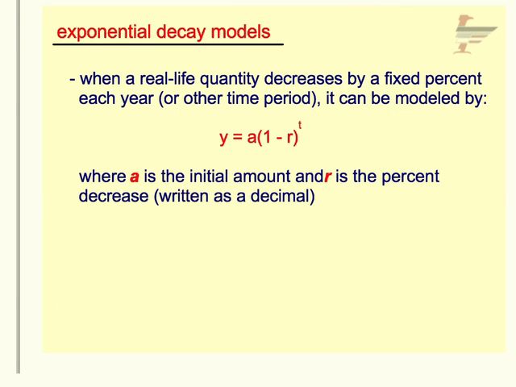We also have exponential decay models. This is when a real-life quantity decreases by a fixed percent each year. We saw exponential growth models where it was increasing by a fixed percent each year. It looks pretty much the same. The only difference we're going to see is in the equation y equals a times, before what you saw was 1 plus r, this is 1 minus r raised to the t power. A is still the initial amount, and r is still the percent decrease written as a decimal. But again, this will be tied to those word problems where something is decreasing by a fixed percent each year.